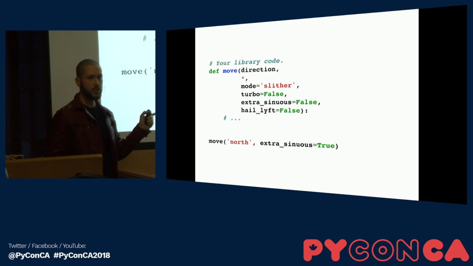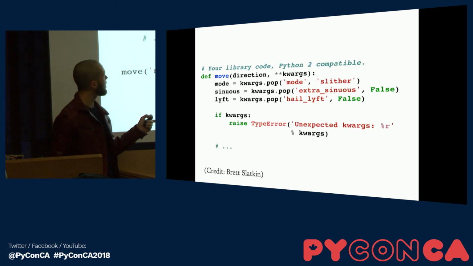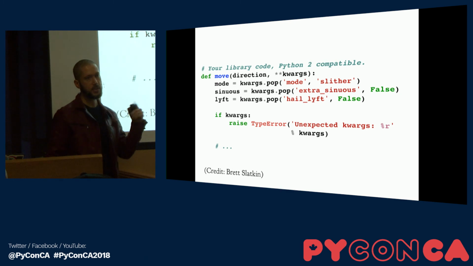This is great, and you could do it in Python 2 as well if you support it. There's no shame in that. There's a technique here where you can accept kwargs and process them, popping off the expected kwargs, adding defaults if the args aren't passed, and then if there's any unexpected kwargs, you raise a type error.